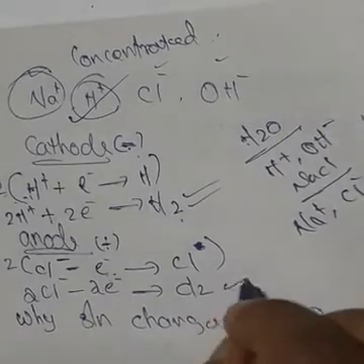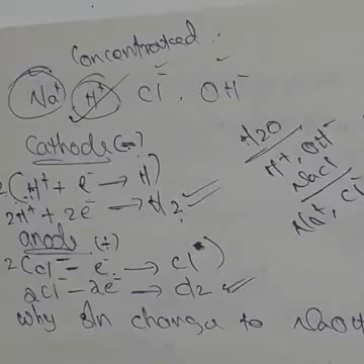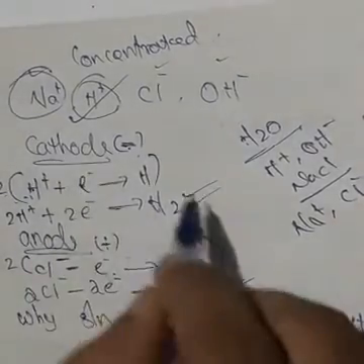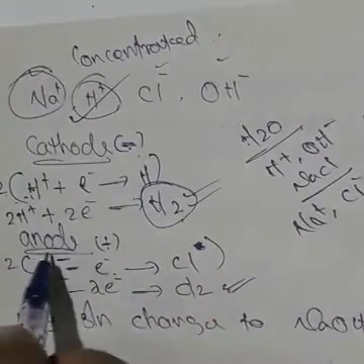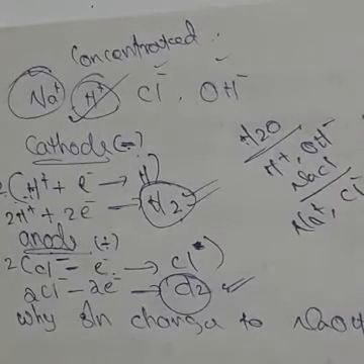This is the reaction taking place at anode. So what are the products formed? Sometimes you have the question, what is the product formed at cathode? Product formed at cathode, hydrogen. Product formed at anode, chlorine, Cl2. These are the products formed.